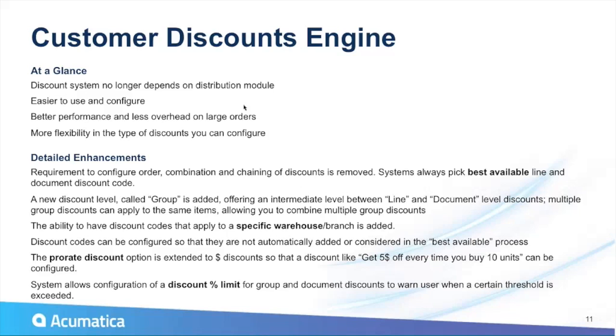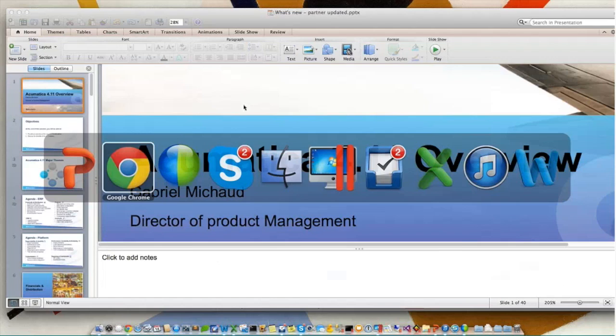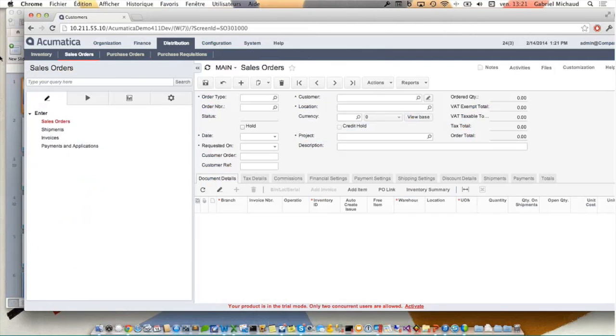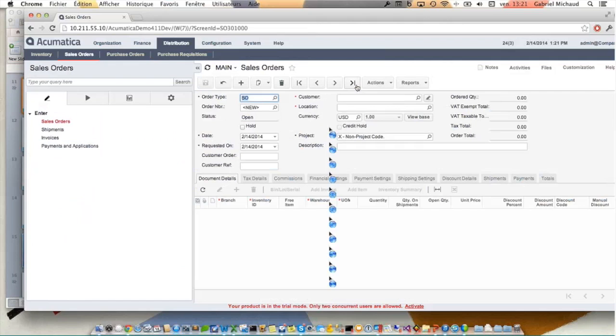So I'm going to demo 2 or 3 enhancements that we did to discounts. The first one is the prorate option that I talked about regarding the get $5 off every time you buy 10 units. So I'm going to go to the sales order module.